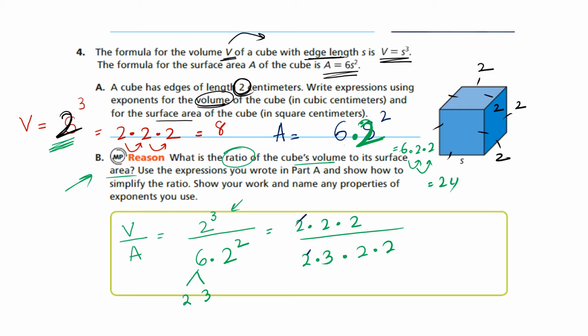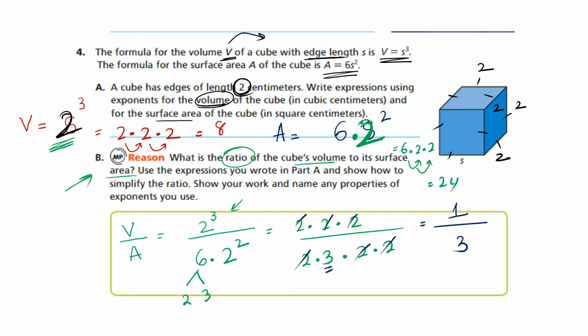So 2 cancel with 2. This 2 cancel with this 2. This 2 cancel with this 2. Okay, so on the top, nothing left. Nothing means 1 left. And in the denominator, what is left? Only 3 left. So this is the answer.